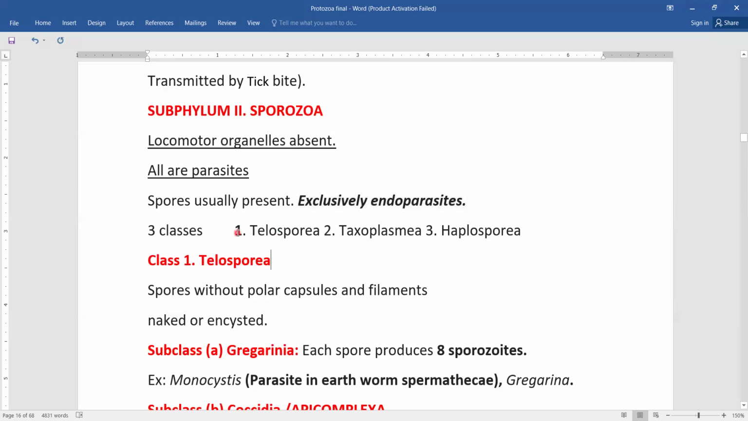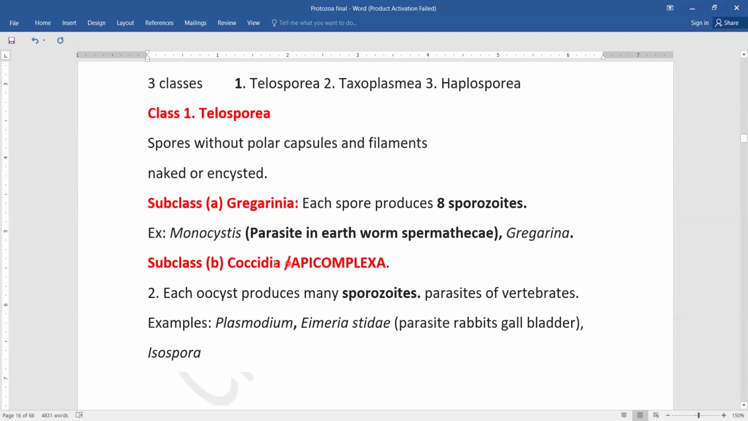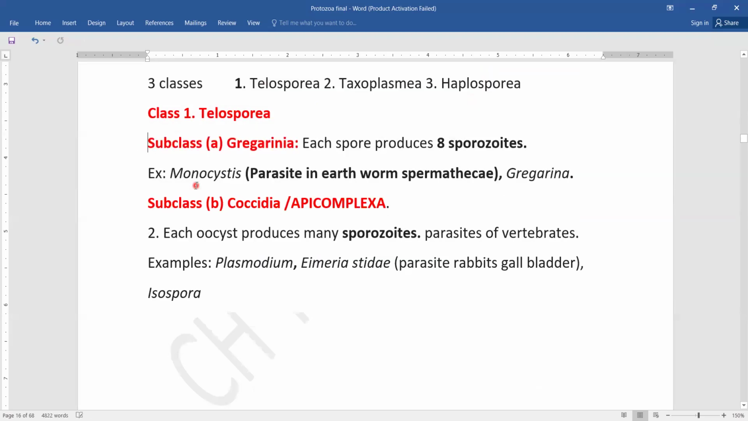There are three classes in the Sporozoa. TTH, I told you: Telosporia, Toxoplasmia, Haplosporia. Anyway, forget about the subclass, just Telosporia. There is no need to add these points.